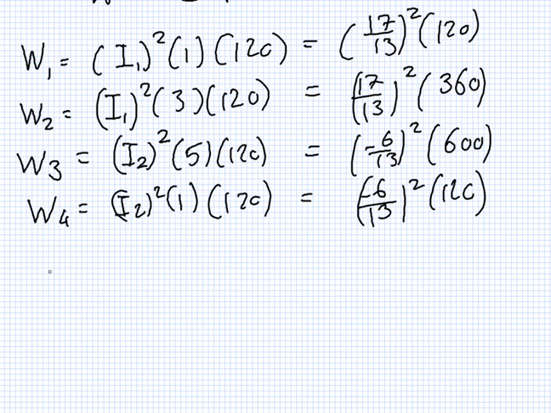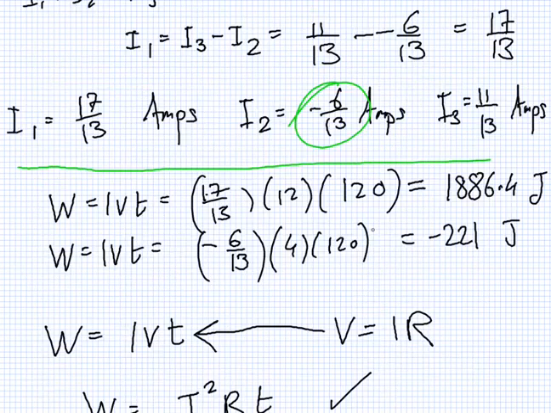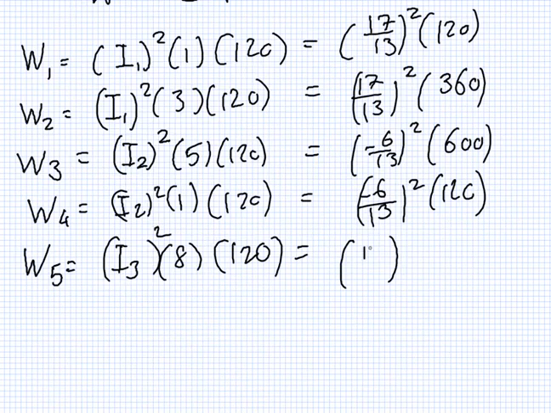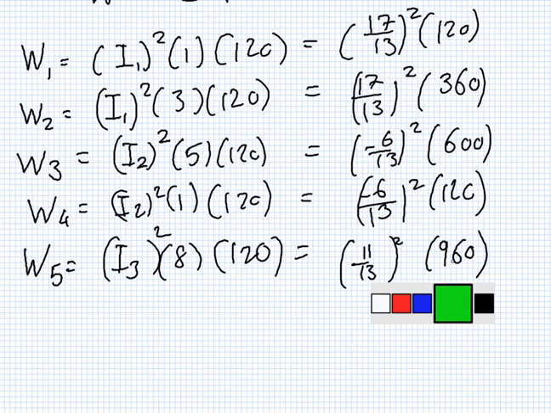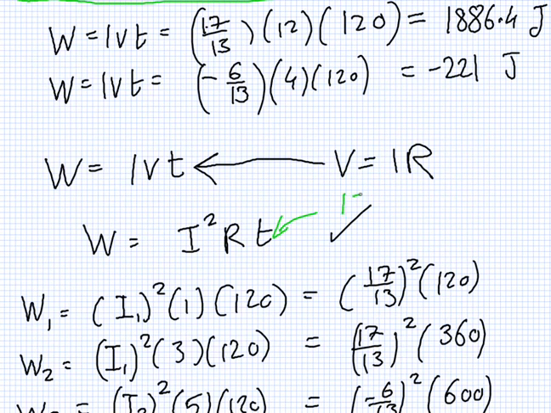What's left? One more? 8 times I3, is it? I3 times 8 times 120. What's I3? I3 is 11 over 13, okay. 11 over 13 squared, times 960. How do we know the time? It's given in the question. The question says it's for 2 minutes. For the 2 minutes, you make it seconds. Yeah, the time is 120 seconds.